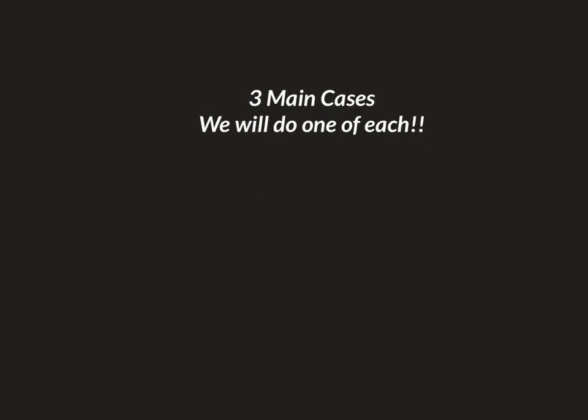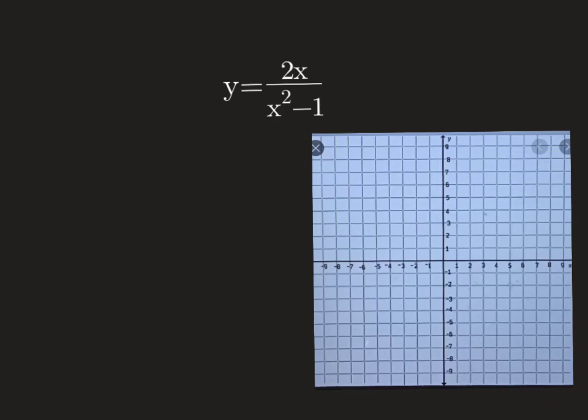There are three main cases that we saw yesterday, mainly the different kinds of horizontal asymptotes you have. And we're going to do one of each, that's going to be the whole video. So short and sweet today on the video. One of each, here we go. The first case is when your denominator has a larger degree than your numerator, where your top degree is less.